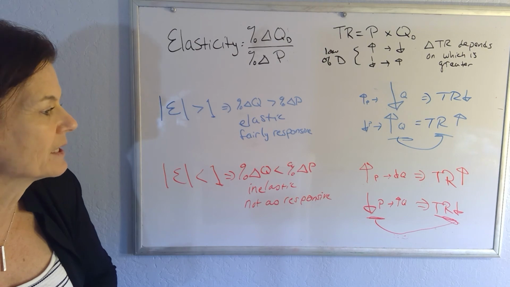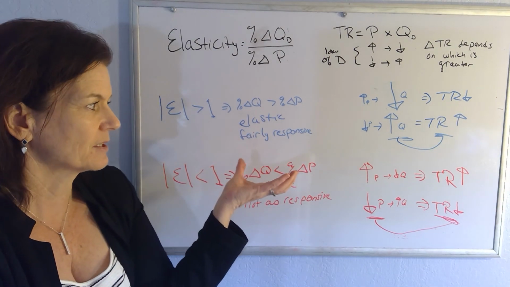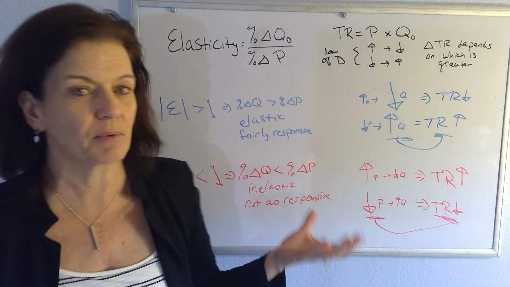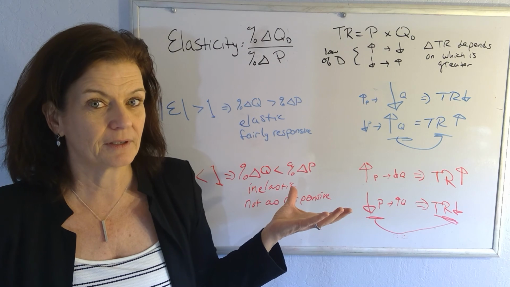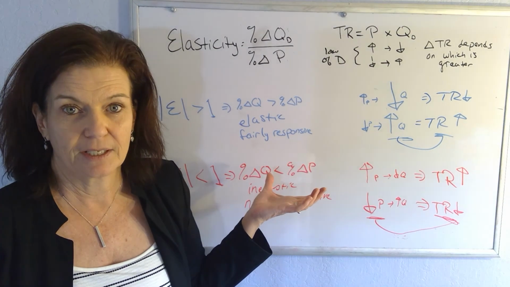And so that's really important. This is why elasticity matters so much. It's one thing to know your demand curve is downward sloping, but that doesn't tell you when you change your price, what's going to happen to your revenue. And that's something it's really fundamentally important to understand.